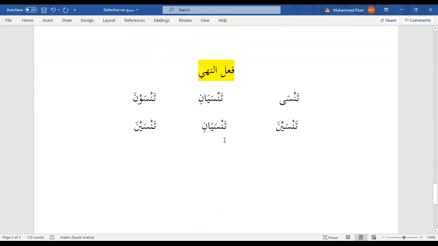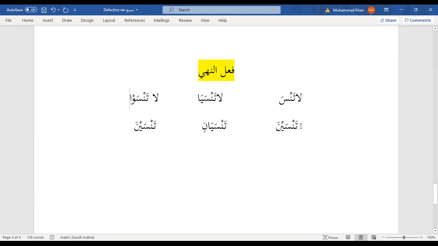And then the last thing, we know how to make fi'l nahi when you want to stop someone from doing something. So we put la an-nahiya, and the ending becomes sakin, so it becomes la tansa. La tansani fi du'aikum. Don't forget me in your prayers. And then this one will be la tansaya. And then it will be la tansawni fi du'aikum. You all don't forget me in your prayers. So la tansa, la tansaya, la tansaw.